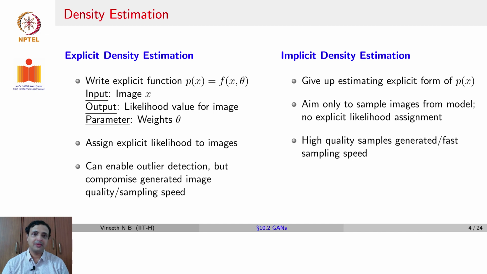On the other hand, implicit density estimation approaches do not try to assign a functional form to P of X. Instead, they only aim to ensure that, given a model, you can sample images from that model without worrying about an explicit likelihood assignment for each such sample. So that's not part of the model. And it happens that such methods end up providing avenues for better sample generation and faster sampling speed.